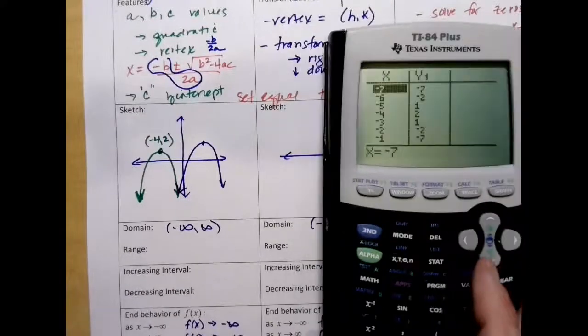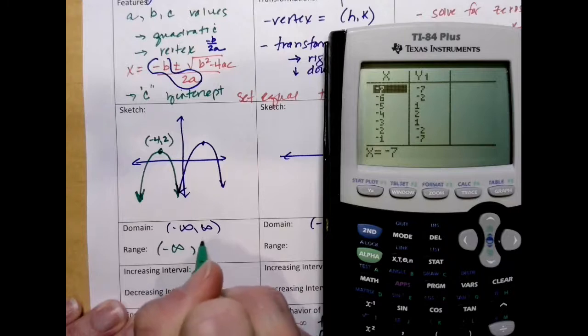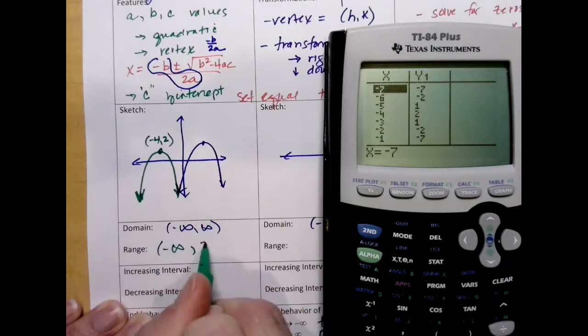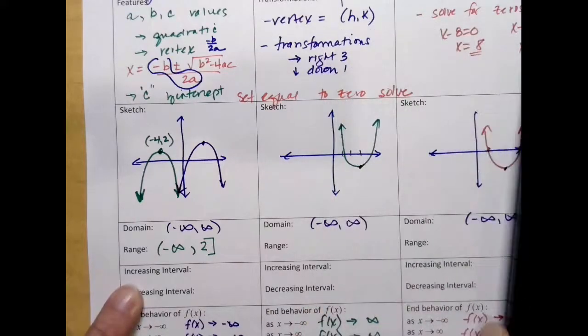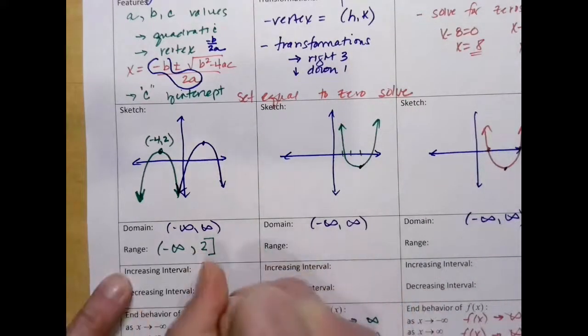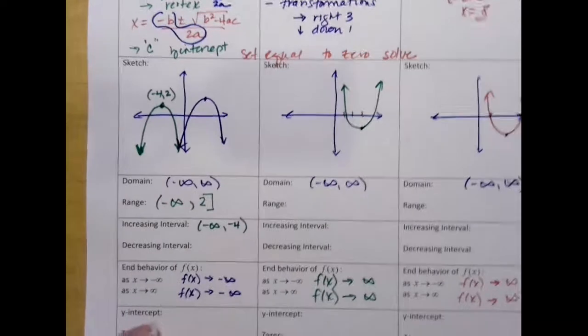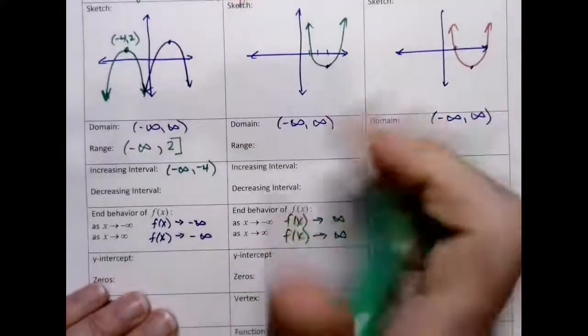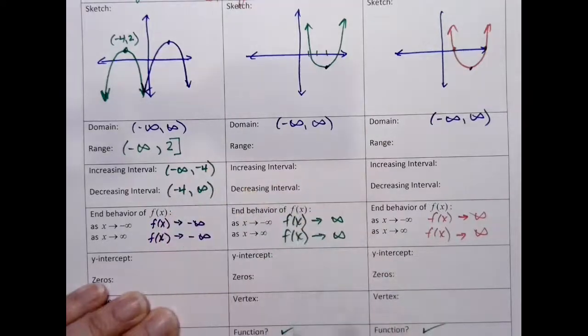So my range for this graph is going to be from negative infinity up to and including 2. My interval when I am increasing is from x values of negative infinity up to negative 4. My decreasing interval is going to be from that negative 4, when I cross over and I start going down.